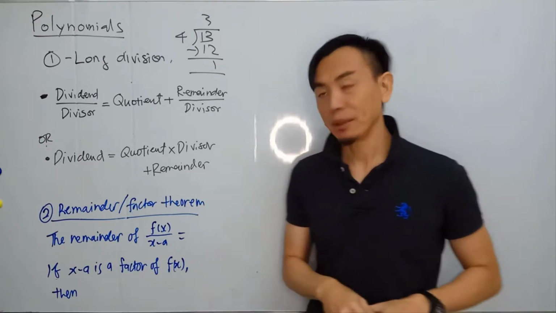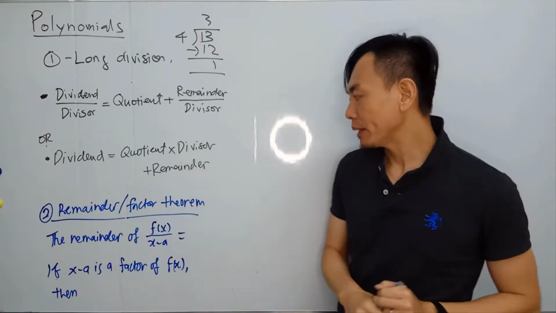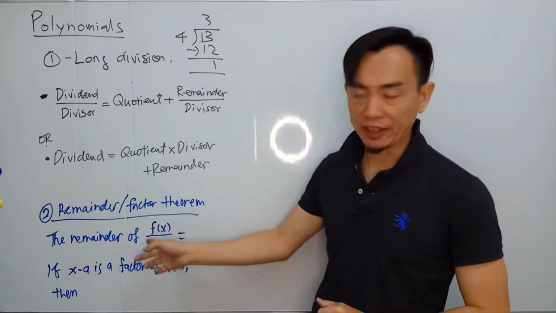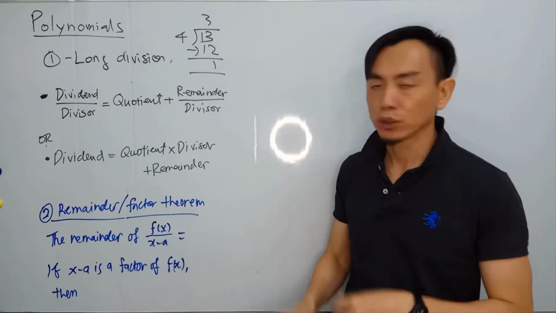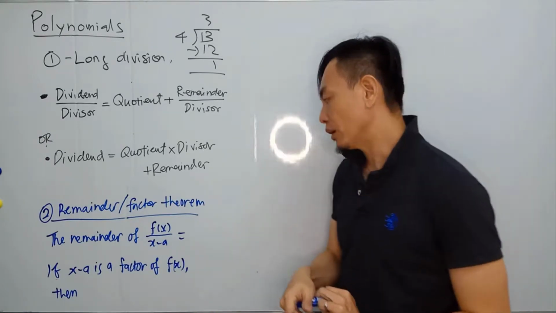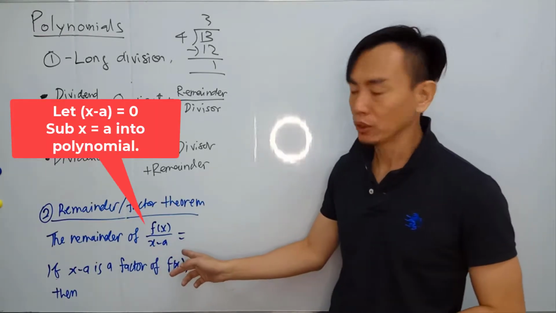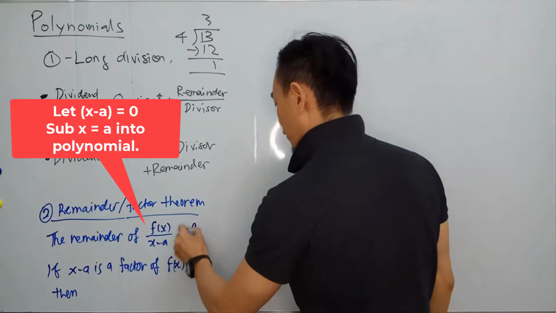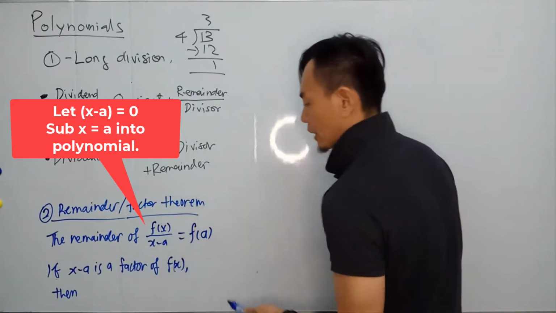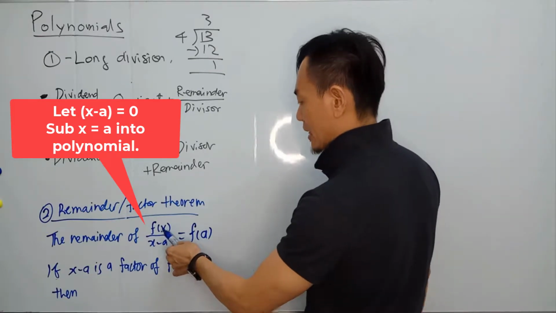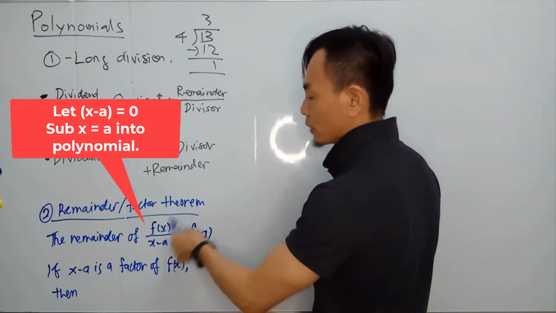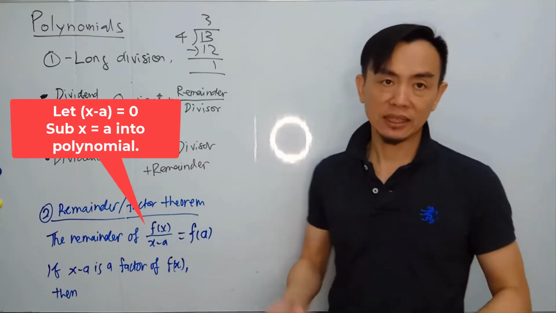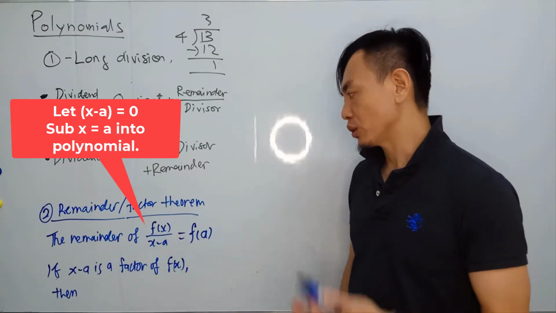Next, we talk about remainder and factor theorem. The remainder of any polynomial divided by a linear factor x minus a: you don't have to do long division to find out. All you need to do is let x minus a equal to 0, and then you sub the a into the f(x). And we say that this is f of a. So you can see that the x is replaced by the a. Every x that you see in the polynomial, you sub it in, and that result in numbers is going to be the remainder.